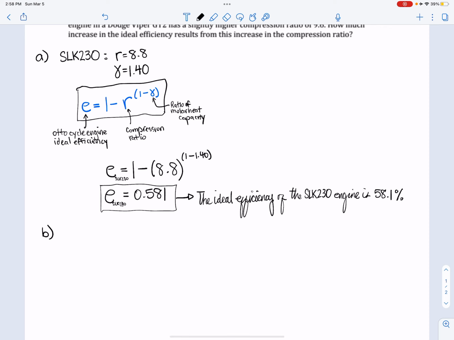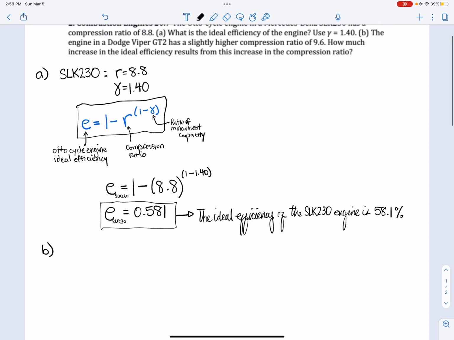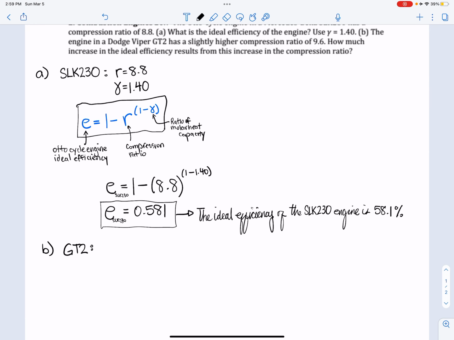All right, and for part B, now we will compare part A to what we will find as the ideal efficiency in the Dodge Viper GT2 with a slightly higher compression ratio of 9.6. So for the GT2, its engine has a compression ratio of 9.6, and we'll use 1.4 for gamma as well, similar to part A.